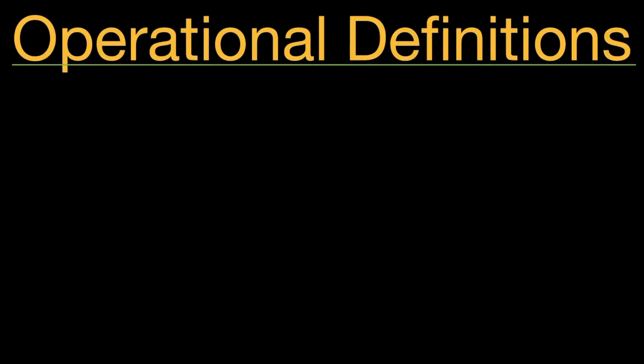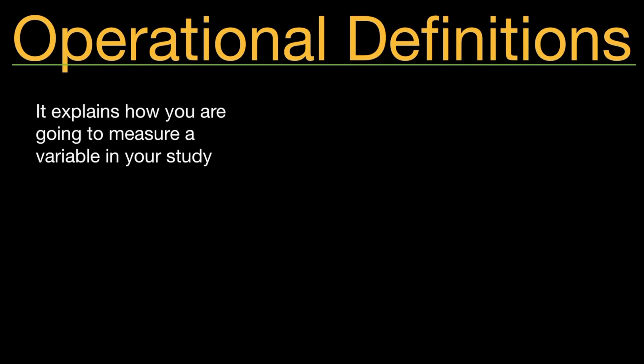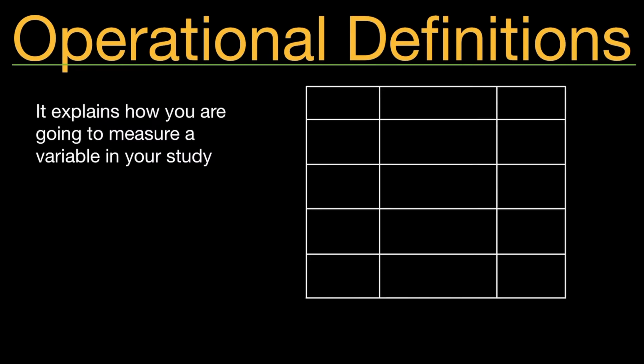In this video, we are going to talk about operational definitions. Now, this is specifically for people who are taking advanced placement psychology, but this does apply to other fields as well. So, operational definition is something that explains how you are going to measure a variable in your study. So, let's go through some examples to understand the concept.